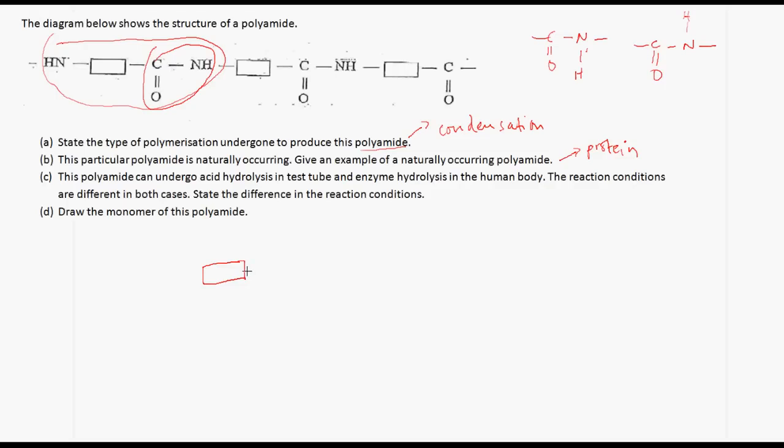It's just a box. And whenever we want to determine the monomer, we need to remember that what makes an amide linkage is the presence of an amine group and an acid group. So this would be the monomer for this polyamide. It's a polyamide, therefore we're going to have an amine group present and we're going to have an acid group present.